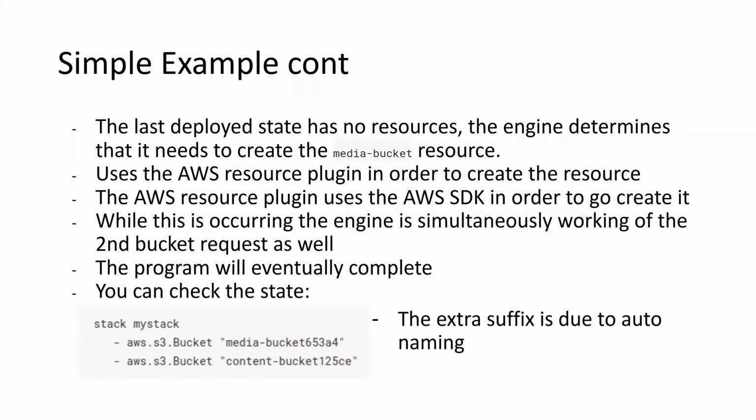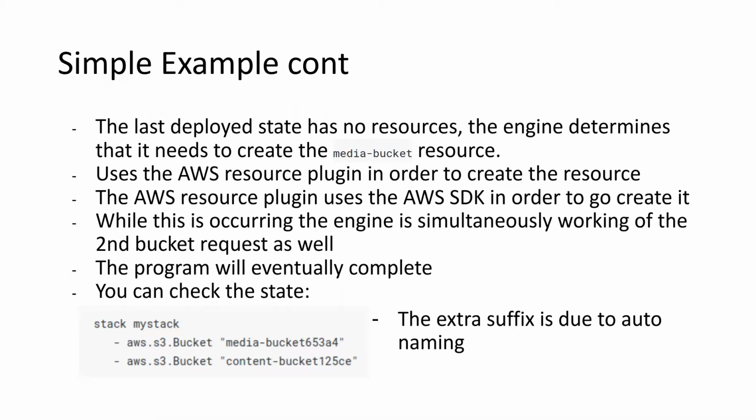So it's going to check that the last deployed state has no resources. That's because this is our first time going ahead to create an S3 bucket. Then the engine will determine that it actually needs to create this media bucket, which is the S3 bucket resource. And in order to do that, it's going to use the AWS resource plugin to create the resource. The AWS resource plugin is going to use the AWS SDK, which is like the way to access the AWS API, in order to go ahead and create it.